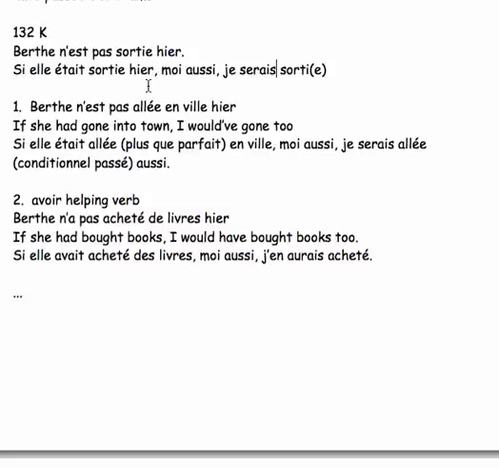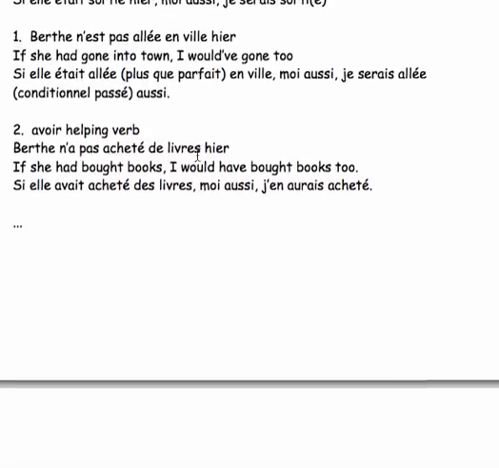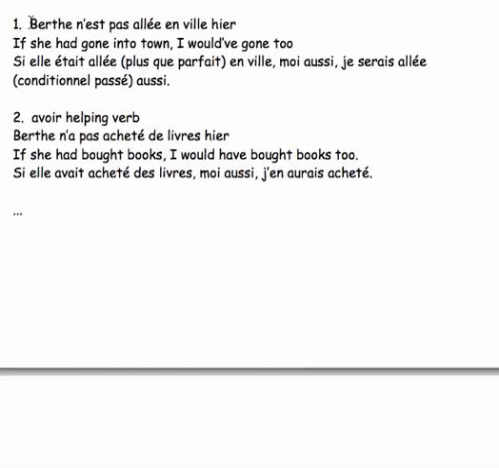I think it's easier to hear with the avoir verbs. We'll see one of those in a second. The number 1, she didn't go into town, but if she had gone into town, pluperfect, I would have gone into town too. Si elle était allée, so there's our pluperfect, again, we're doing imperfect of the helping verb and past participle. Moi aussi, je serais allée, I would have gone. So conditional of your helping verb.